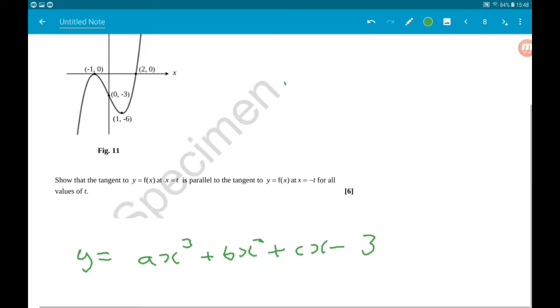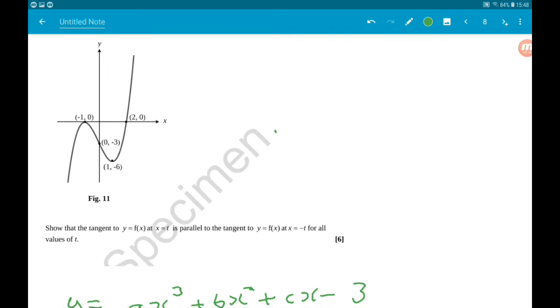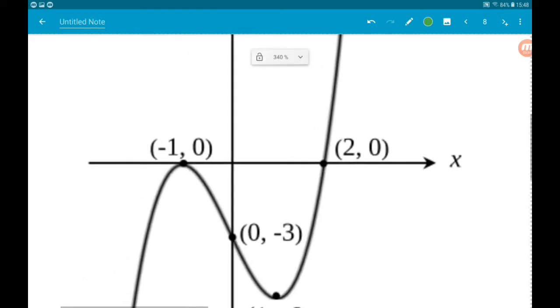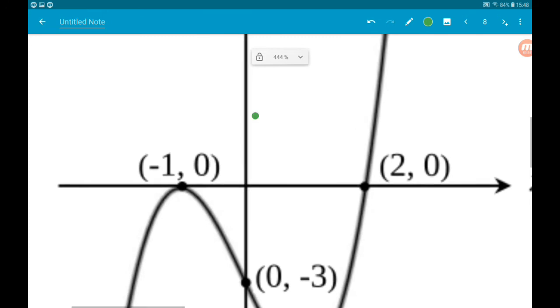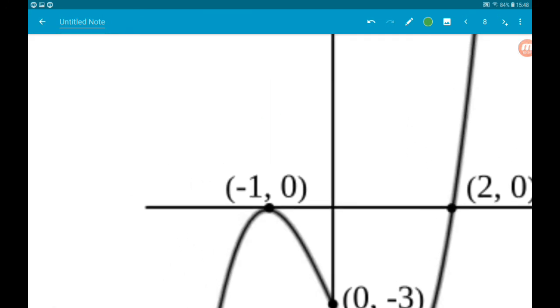So now we need to start thinking factor theorem. What do we know are factors of this cubic? Well, we know that roots are minus 1. Now, because we don't cross the x-axis here, this is a repeated root. A repeated root means that you have a bracket squared. So because x equals minus 1 is a root, that means that x add 1 is a factor.